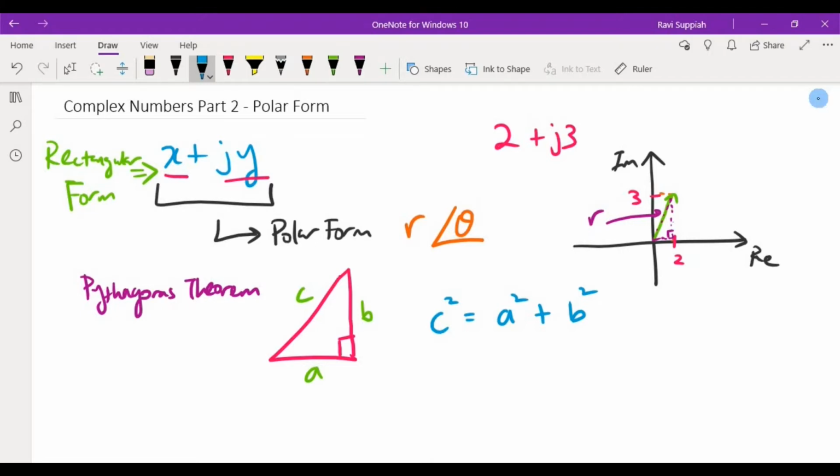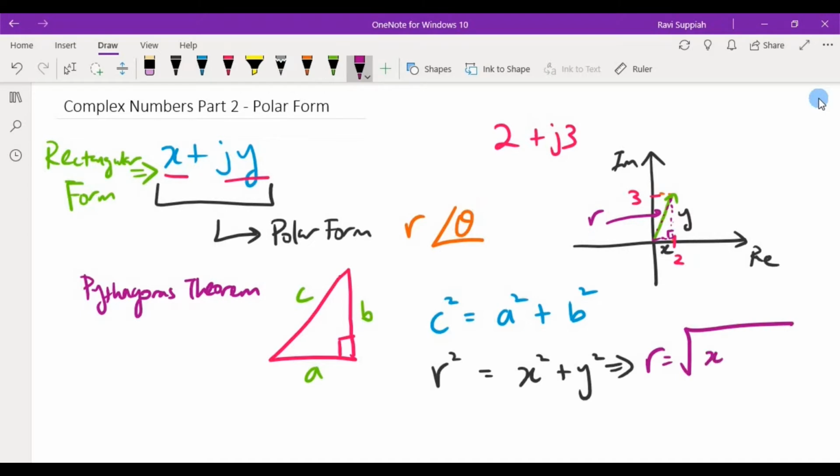So that means r square is equal to x square plus y square, because in this case this is your x and this here is your y. That implies that r is equal to the square root of x square plus y square. So that is the way you find r.